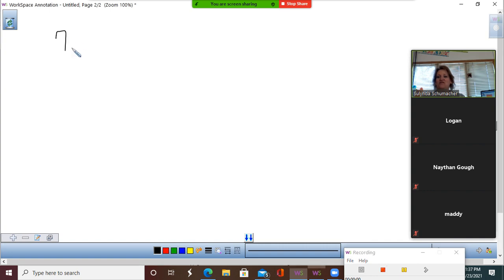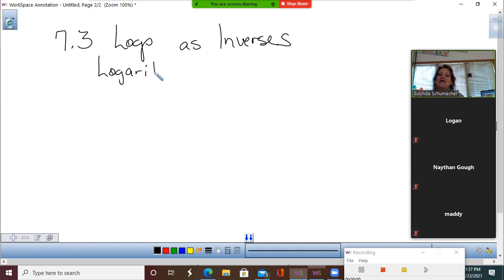All right, 7.3 today. This is logs as inverses. When I say logs, that means it's a logarithmic, right? This word is actually L-O-G-A-R-I-T-H-M-I-C. That's why I just say logs. So a log is an inverse of an exponential. And we've been working with exponentials for the last few days.